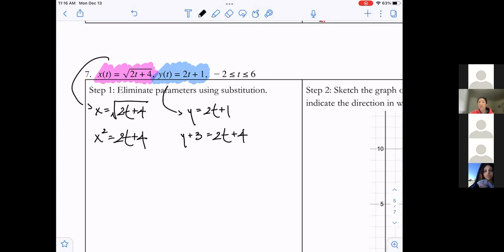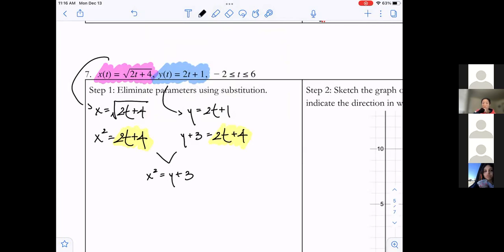I argue we don't need to isolate 4. We can mathematically, for sure, we can isolate it. Ah, there it is. 2t plus 4, 2t plus 4. If x squared equals 2t plus 4 and y plus 3 equals 2t plus 4, we have x squared equals y plus 3. Wait, why did we add the plus 3?